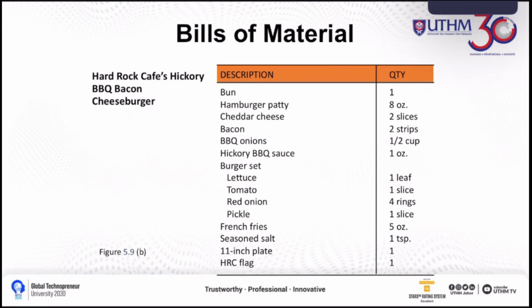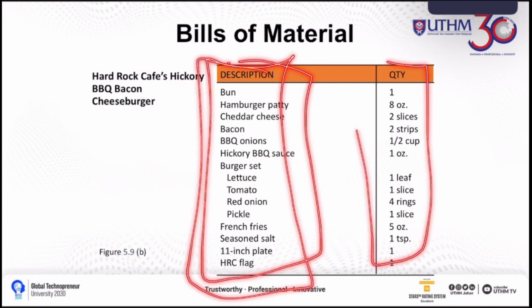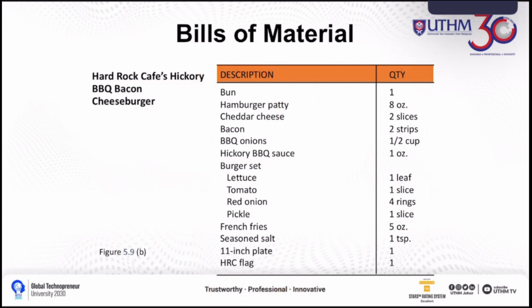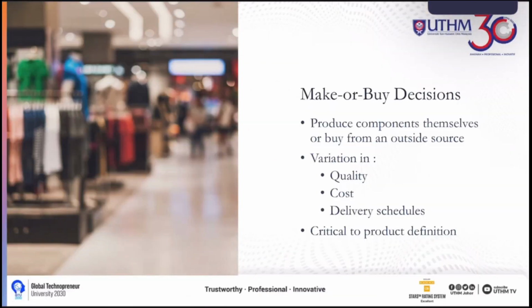And then this is BOM for the services. For example, you want to make a cheeseburger, bacon cheeseburger. So what are the ingredients? What are the components needed? So how many quantity needed for each component, for each ingredient, for example. So this is services, BOM. Okay, now we proceed to the next one.